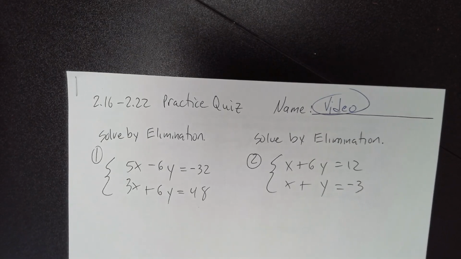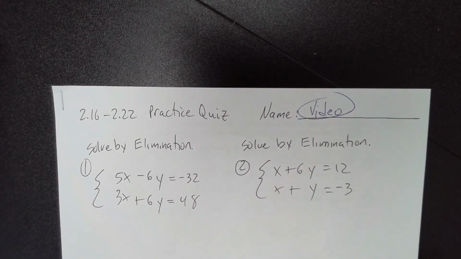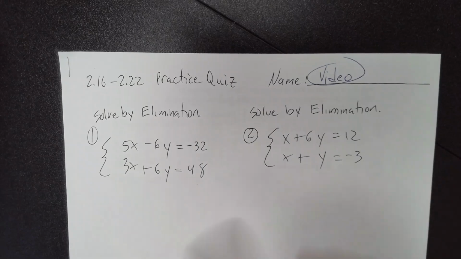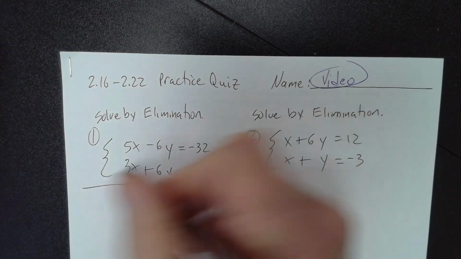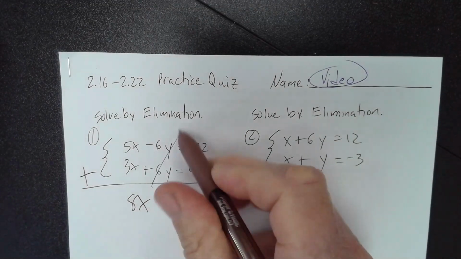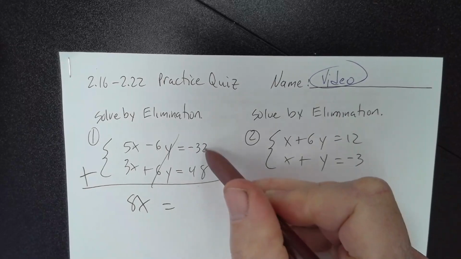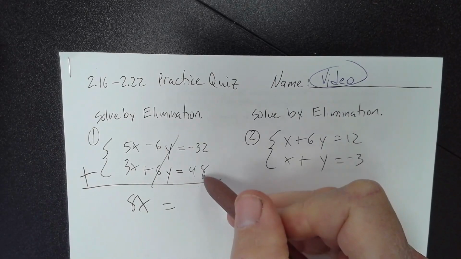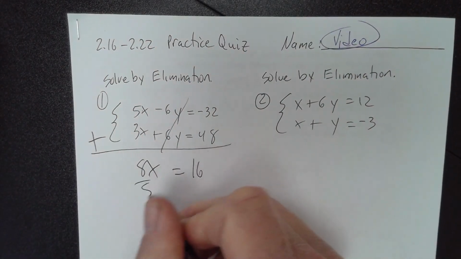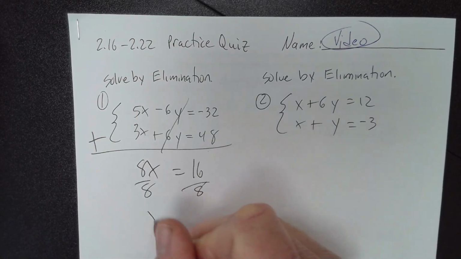All right, welcome to the practice quiz for lessons 16 through 22 on Unit 2, Algebra 1 practice quiz. So the first thing in lesson 16, Sol talks about elimination. So when it's like this, elimination is easy. We just add the two things together, and the 8x cancels out, equals 16, because negative 32 and 48 is 16. We divide by 8, and we get x is 2.